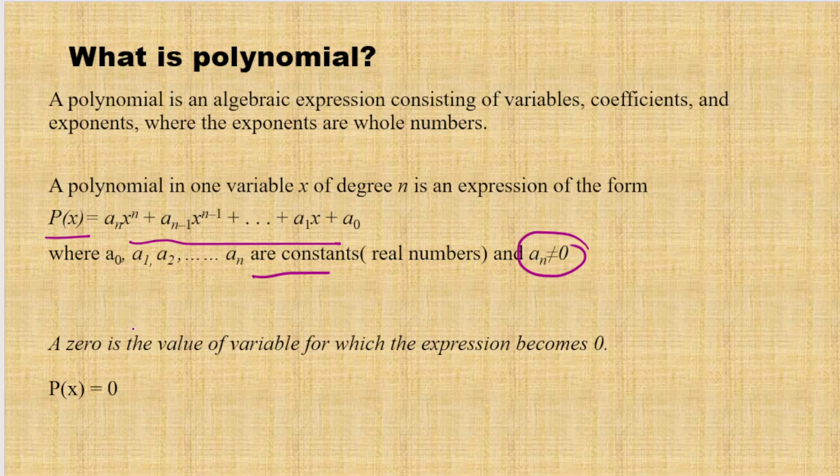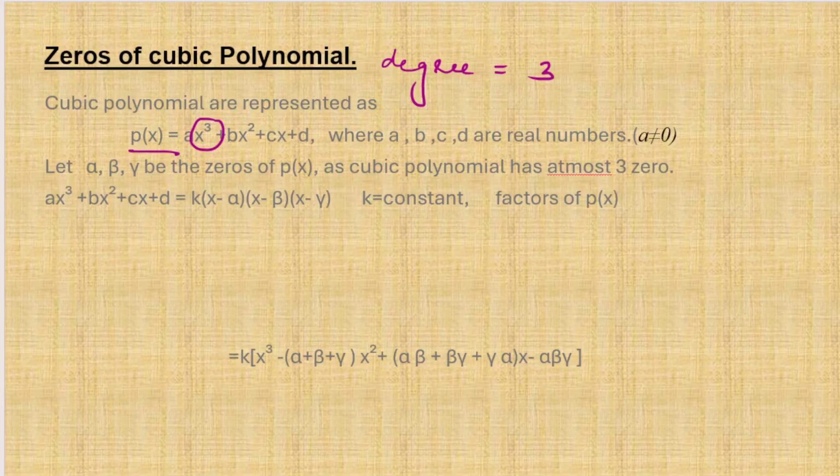Now, as we know what a polynomial is, we have to know what a zero of a polynomial is. A zero of a polynomial is the value of a variable for which the expression becomes 0. Meaning, the value of x for which p(x) = 0 is known as the zero of the polynomial. Now, we are going to find the zeros of the cubic polynomial.